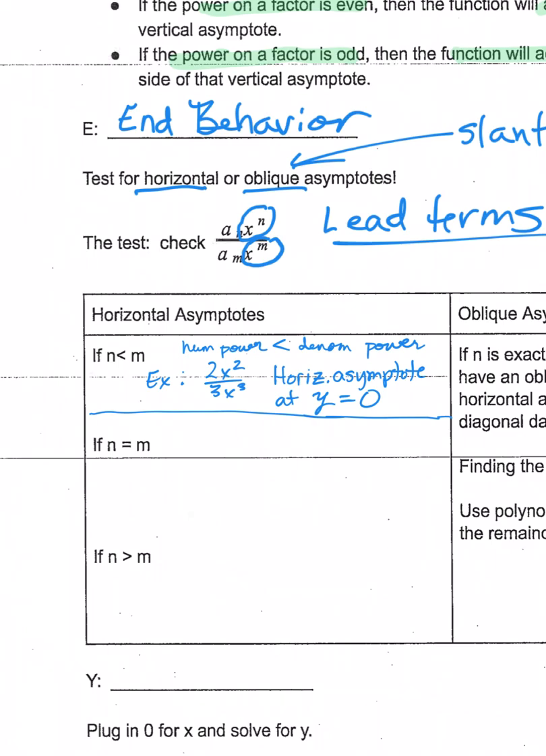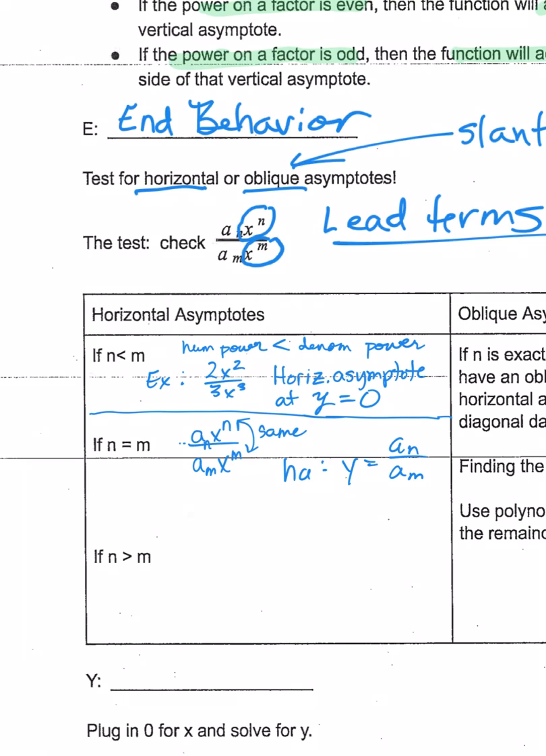All right, so what if they're equal? We still have a horizontal asymptote, guys. The difference is if they're the same power, we strip off the coefficients in front. Okay? So if we have a sub n x to the n over a sub m x to the m, and these are the same power, then our horizontal asymptote is y equals a sub n over a sub m.